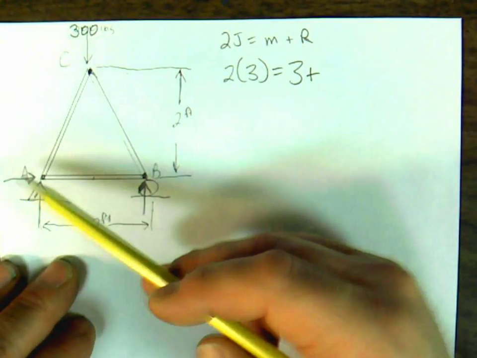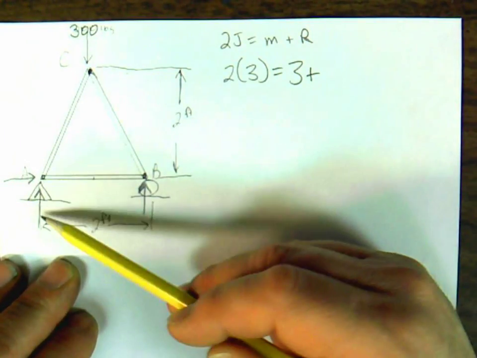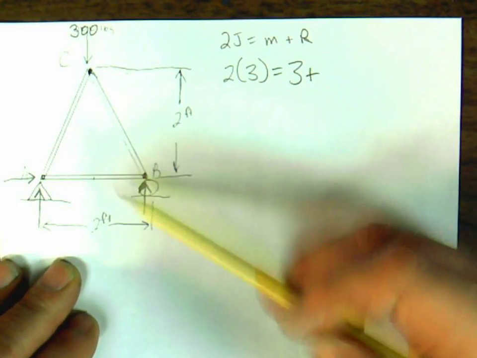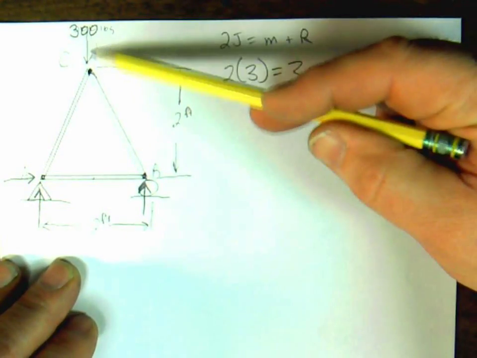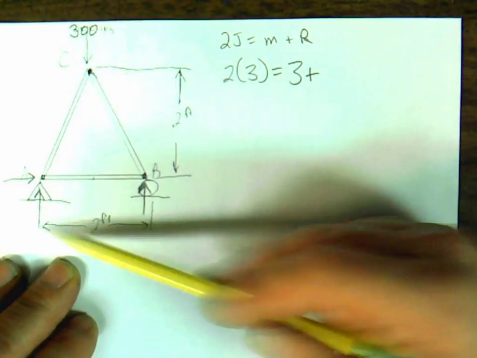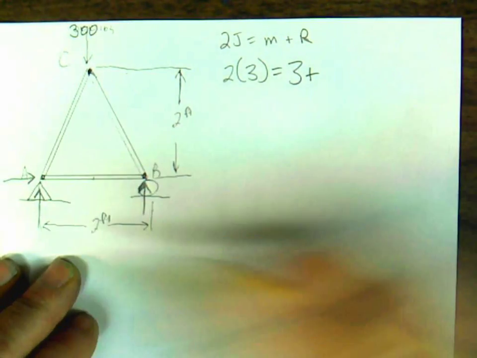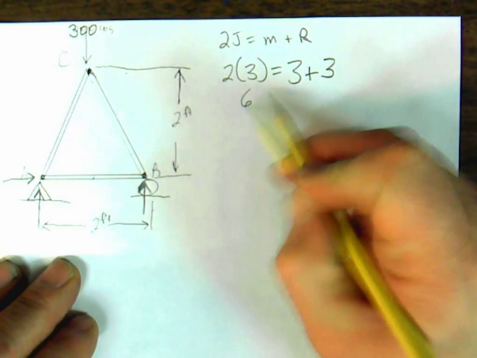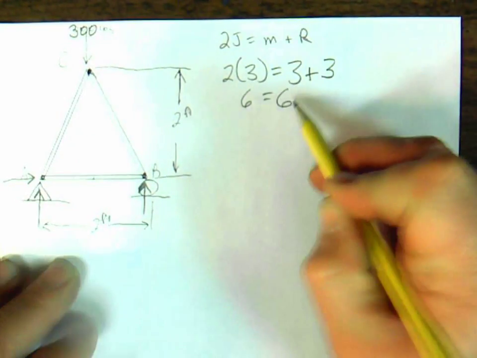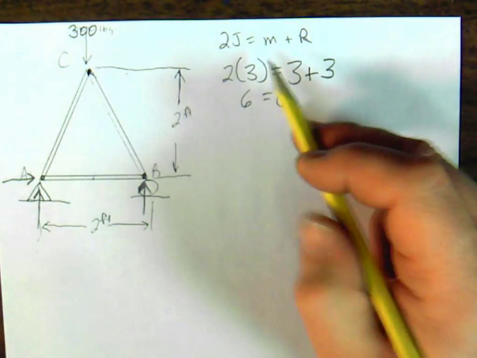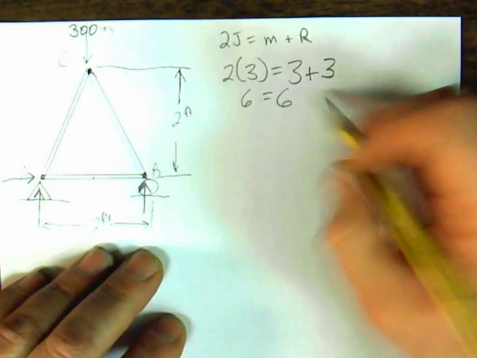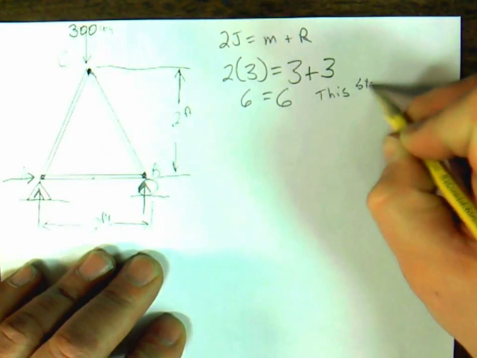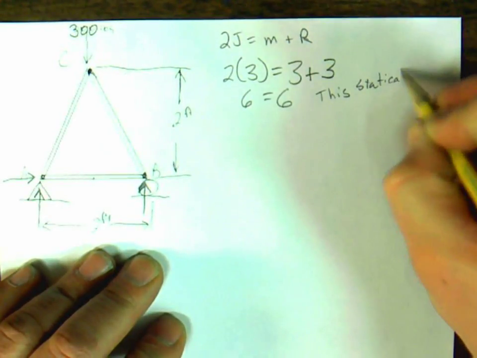We count 1, 2, 3. We're only counting the reactionary forces. An applied force here causes reactionary forces. So we've got 3 reactionary forces. Well, 2 times 3 is 6, and 3 plus 3 is 6. So the equation equals itself. So this is statically determinate, and we can go ahead and continue.